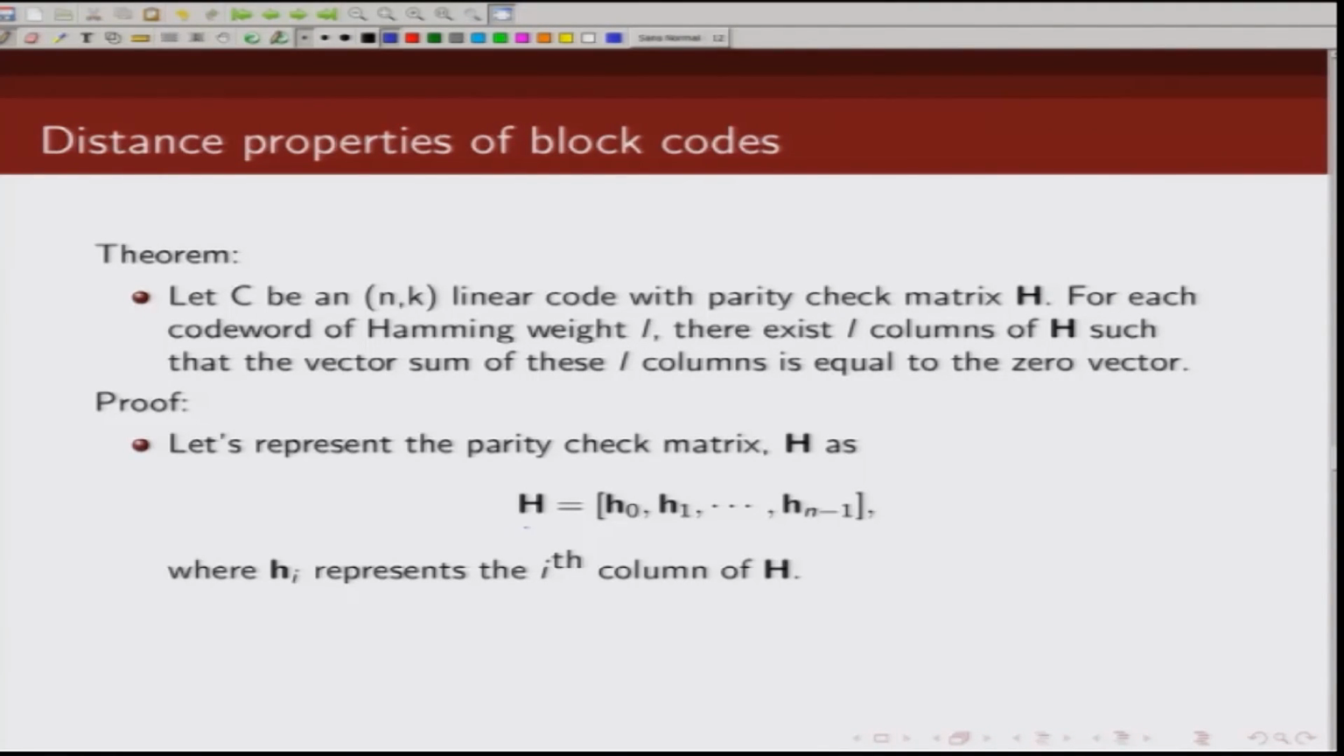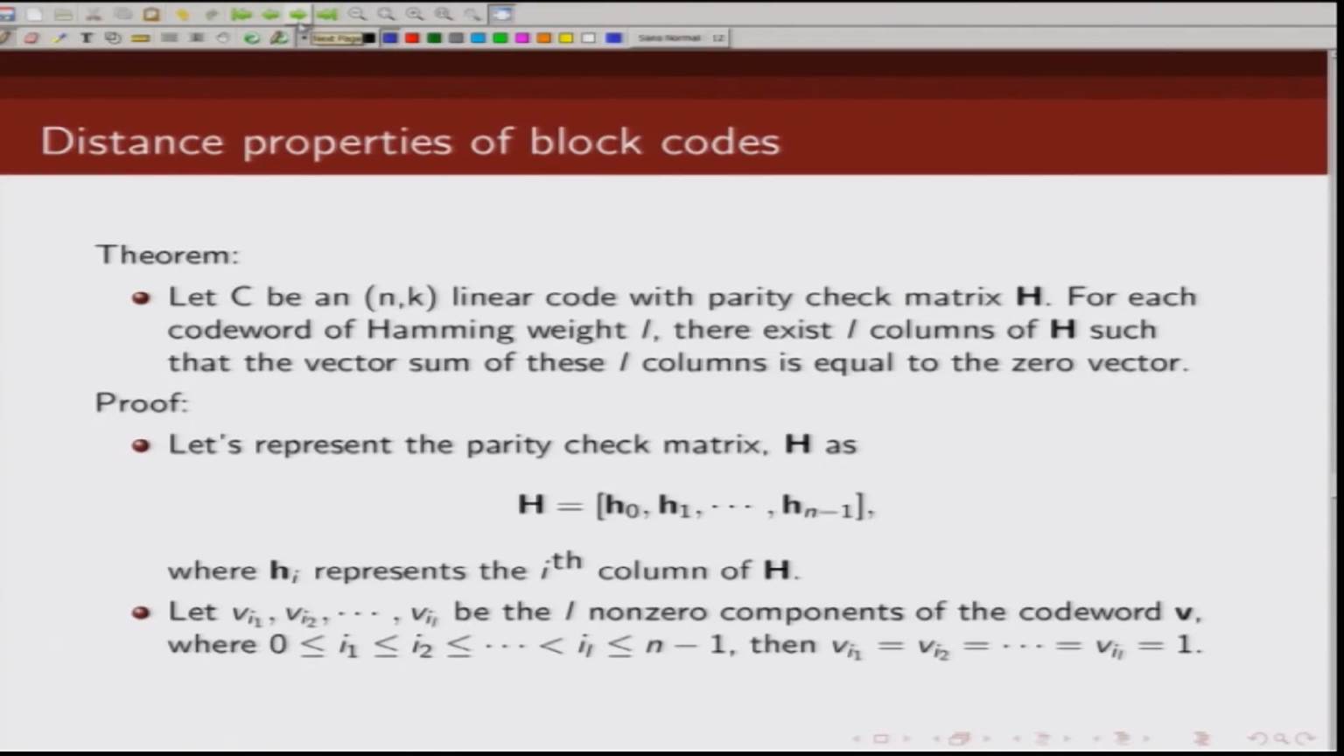Let us say we can write the parity check matrix in this form. Note, this is an (n minus k) cross n matrix. So, there are n columns which we are denoting by H0, H1, H2 up to Hn minus 1. So, Hi represents the ith column of this parity check matrix, and we said that for each code word of Hamming weight L.